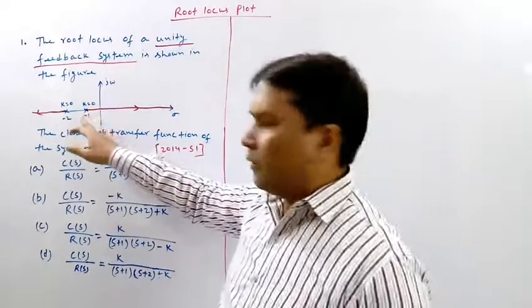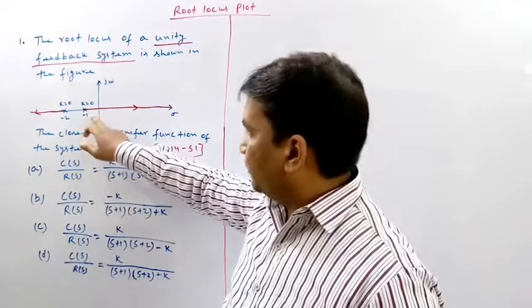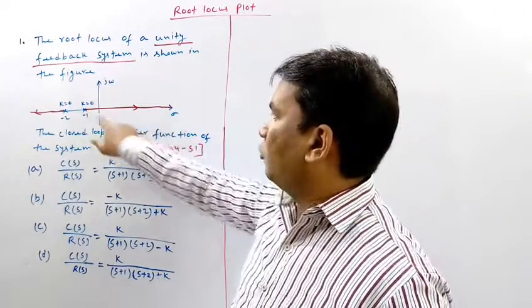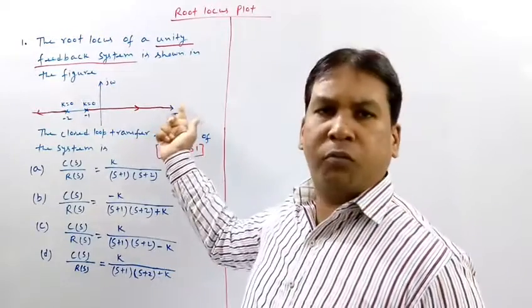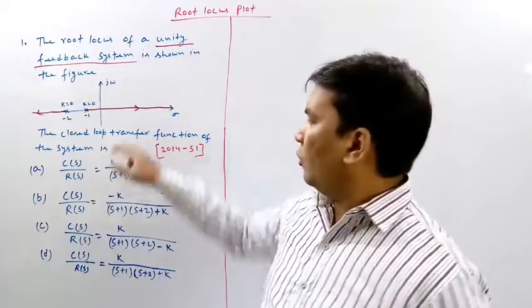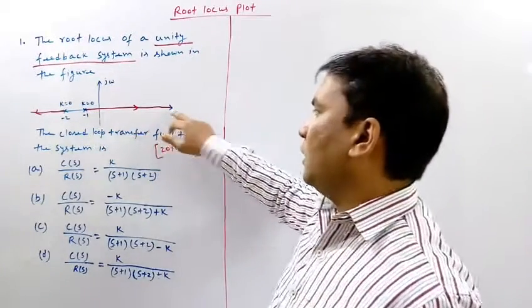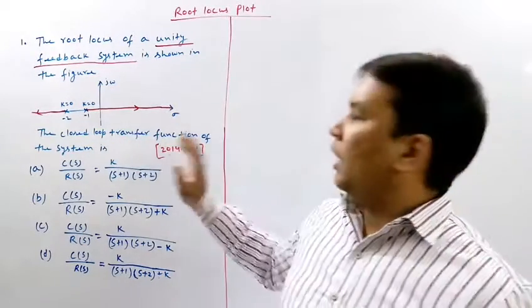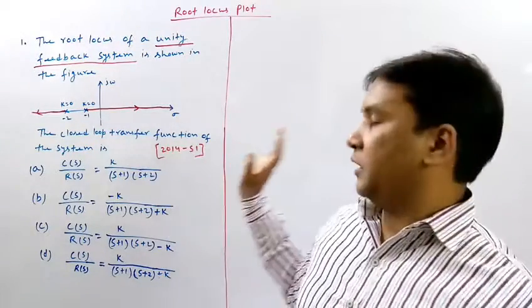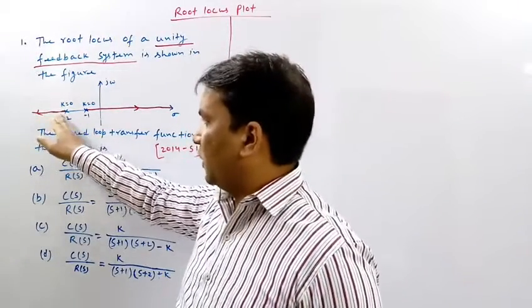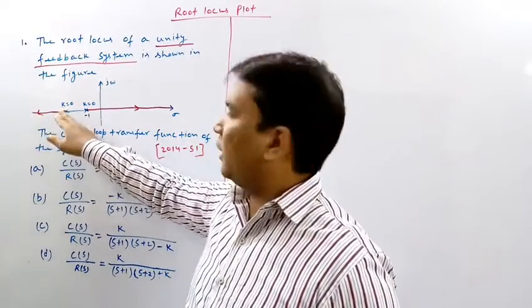But here we can see that right to this branch the total number of poles and zeros is nothing. Since there is no pole and zero, this branch will not exist. But it is shown that it is existing. Also here we can say, right to this branch, this is a branch of root locus on the real axis.